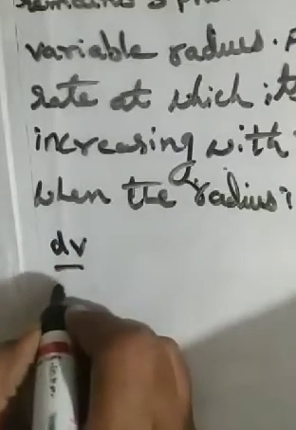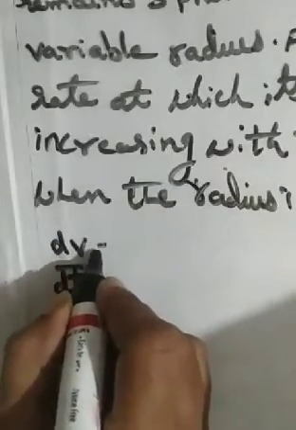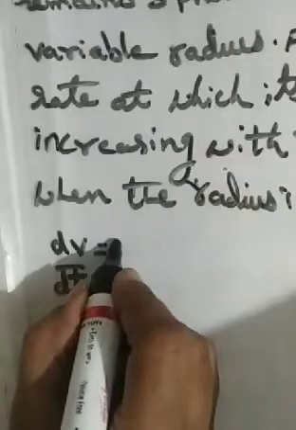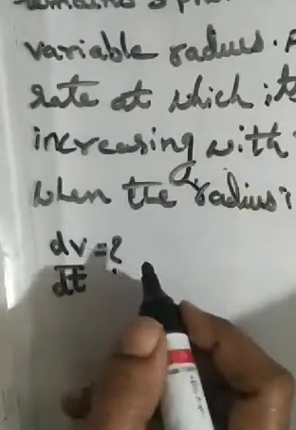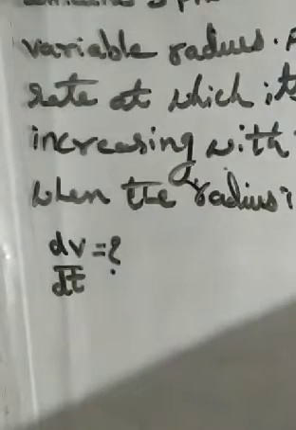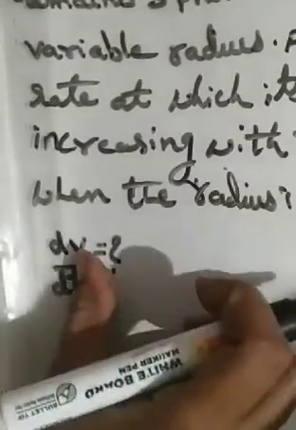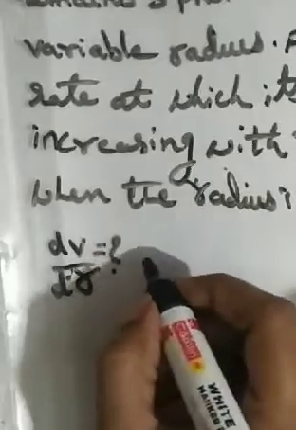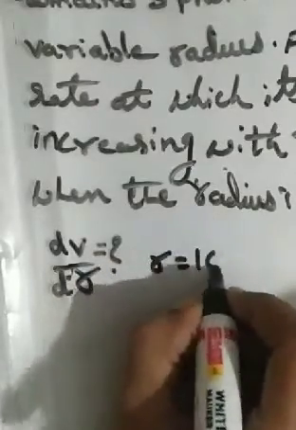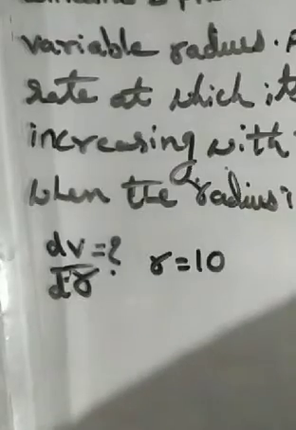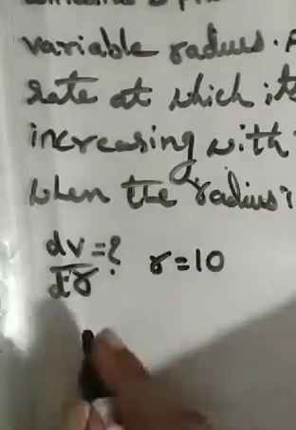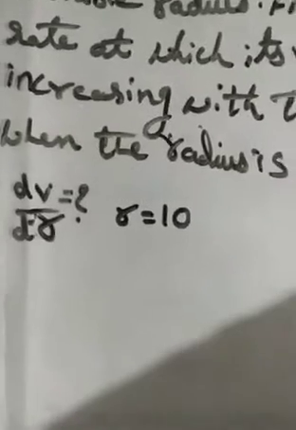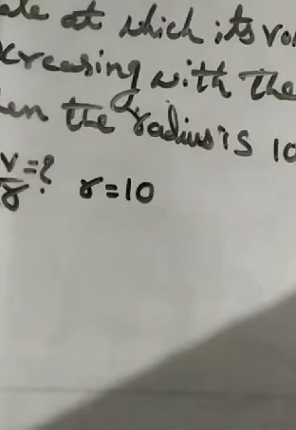So dV by dt is equal to, with respect to the volume increasing with the radius, that is dV by dr. We have to calculate dV by dr. Next, r is equal to how much? 10. r equals 10. Now the balloon which always remains spherical means volume of the sphere.